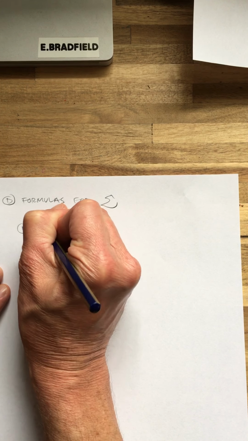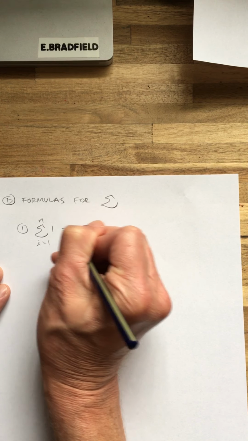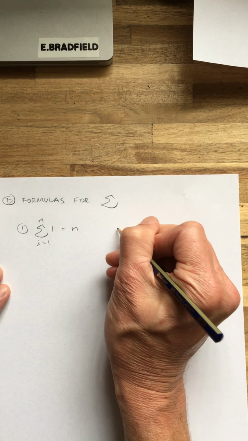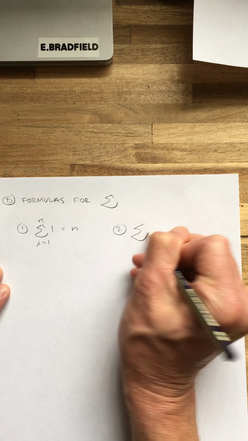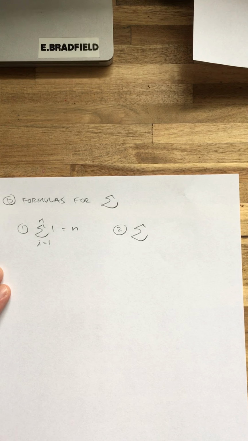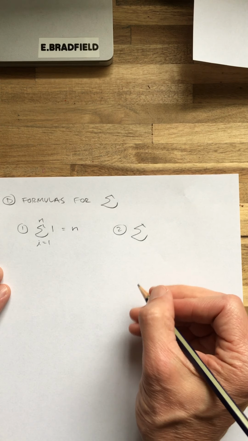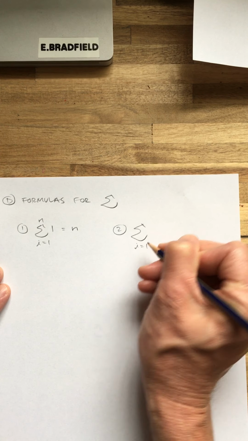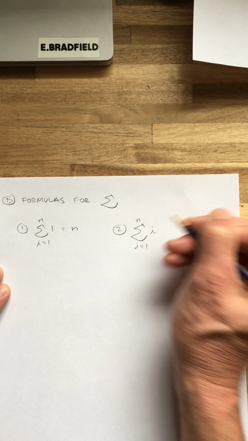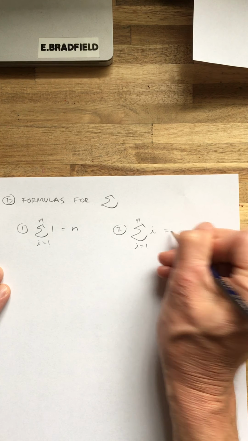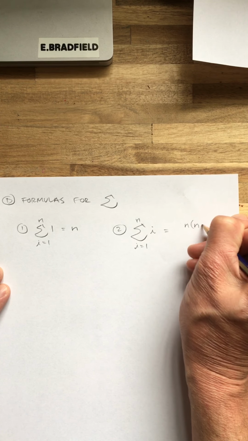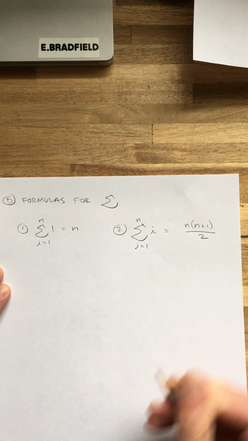The sum from i equals 1 all the way to n of 1 equals n. Okay. Here's another one. And unfortunately, I'm not going to have any time to practice these. Maybe I will, but I need to stop talking. The sum from i equals 1 all the way to n of i, and that's going to equal n times n plus 1 over 2.